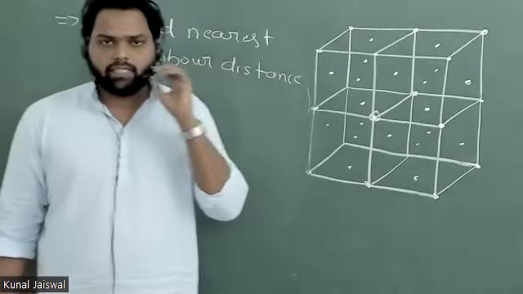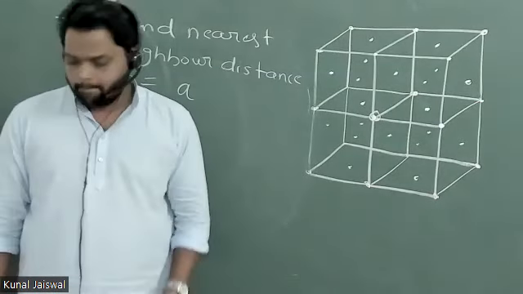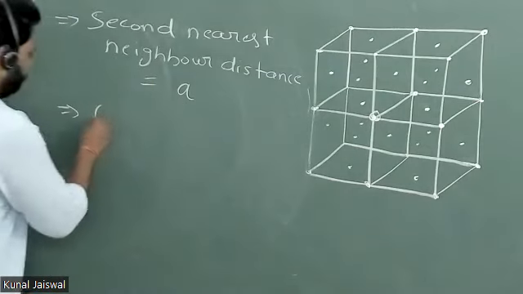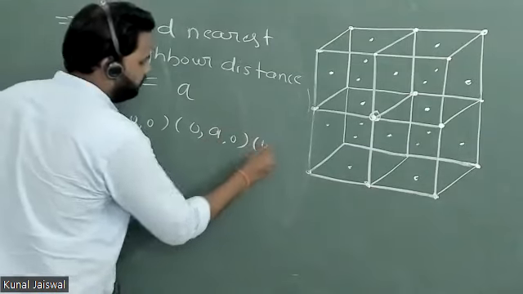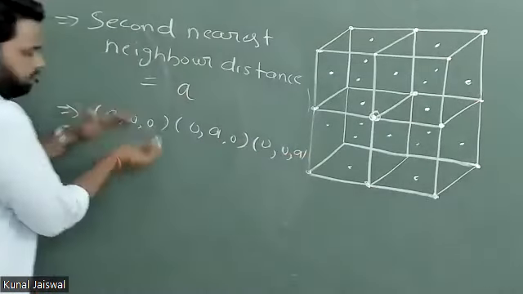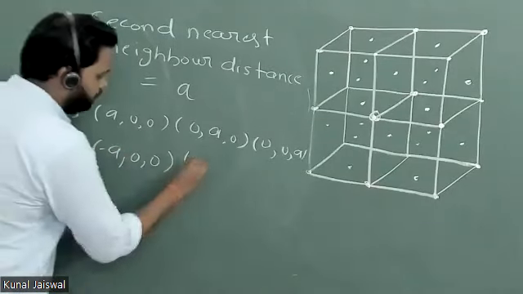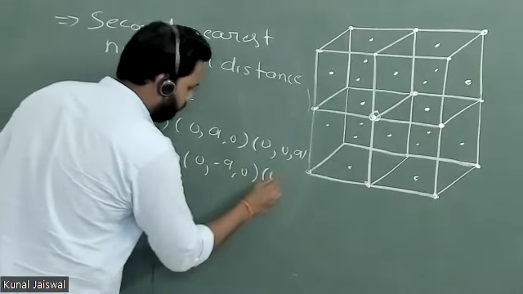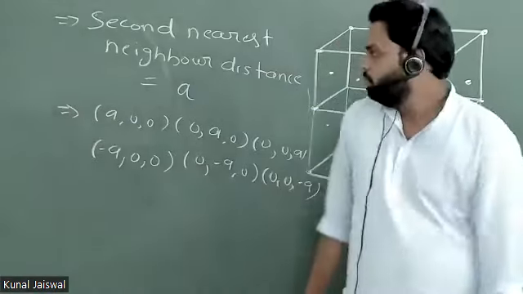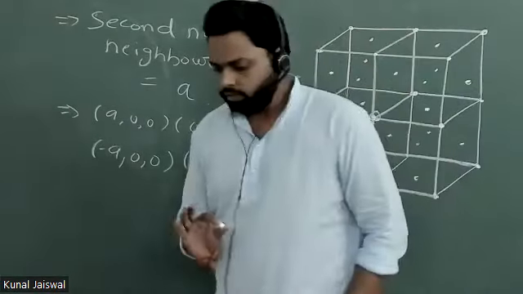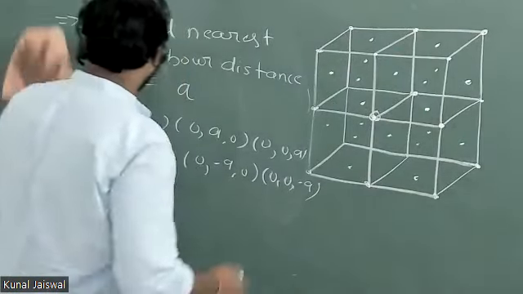What will be the coordinates of the second nearest neighbor? What will be all six coordinates? a, 0, 0, obviously. Then 0, a, 0 and 0, 0, a. The others will be in the negative direction, that is minus a, 0, 0; 0, minus a, 0; and 0, 0, minus a. Is it clear? The second nearest neighbor is also clear, right? Okay, now let's talk about the third nearest neighbor.